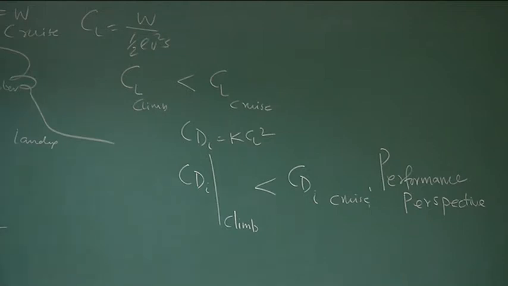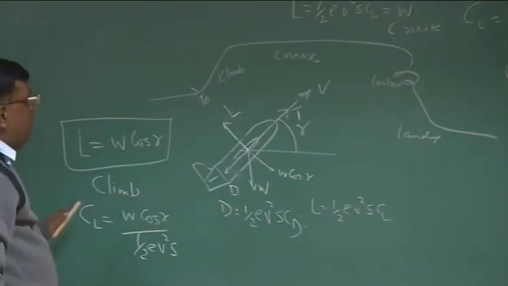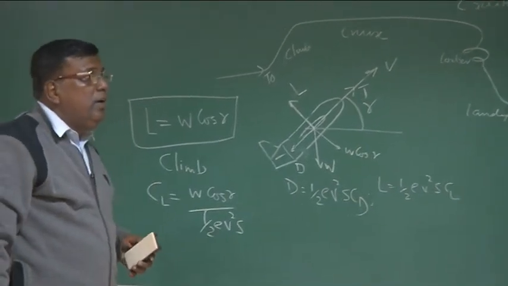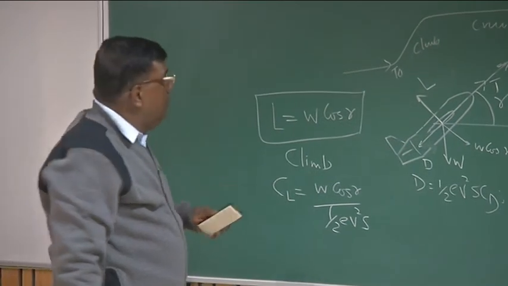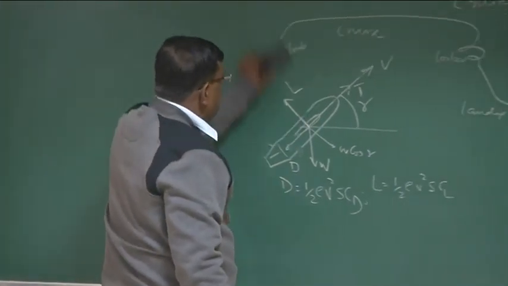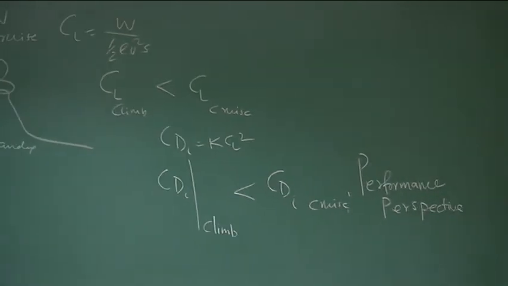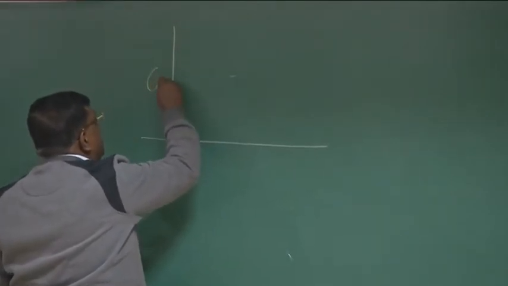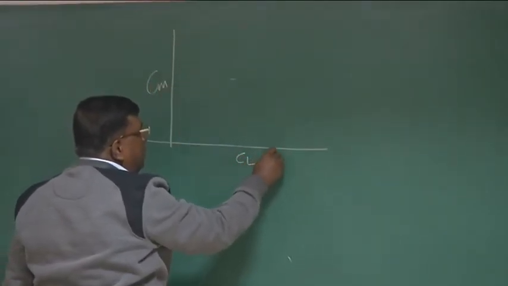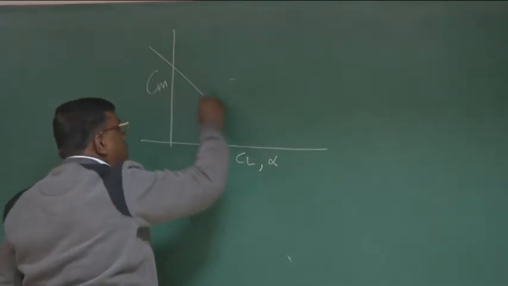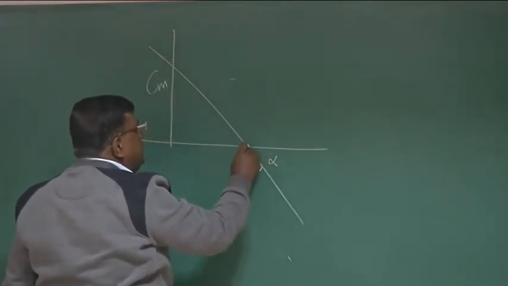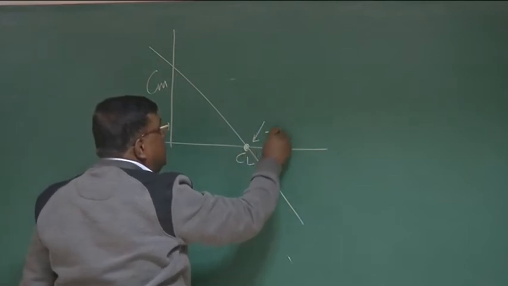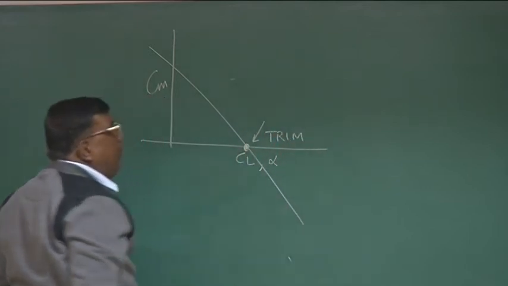From a stability point of view, the CL required to trim for a climb is less than the CL required to trim at cruise. What is the implication in terms of control? Let us understand this. Then we take you back to this graph, CM versus CL or alpha, whatever you are comfortable with. And this is the CL and this is the trim point, or the equilibrium point, trim.